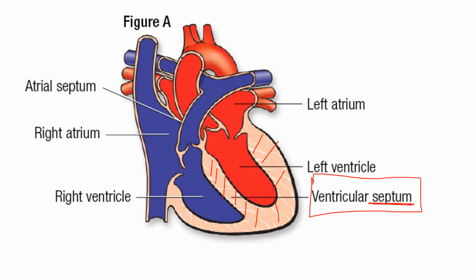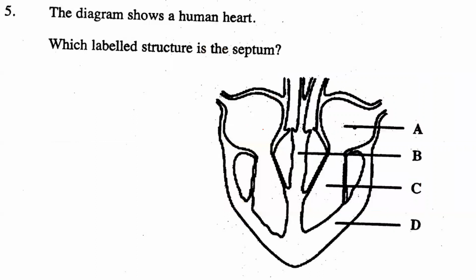So the deoxygenated blood is the one in dark purple right there. And the oxygenated blood that has a lot of oxygen is the one in red. And the job of the septum is to separate the heart. So the correct answer here is D.